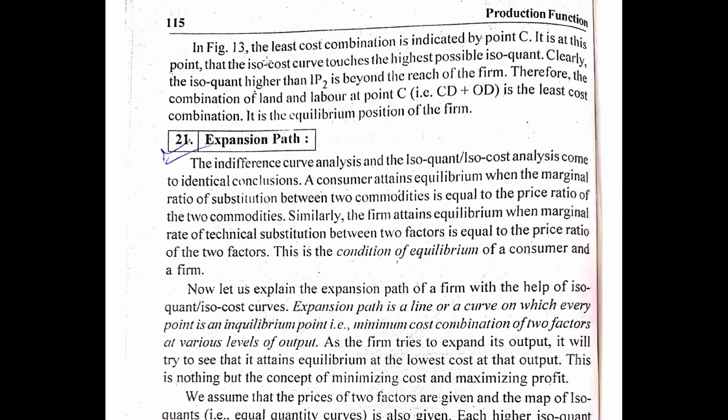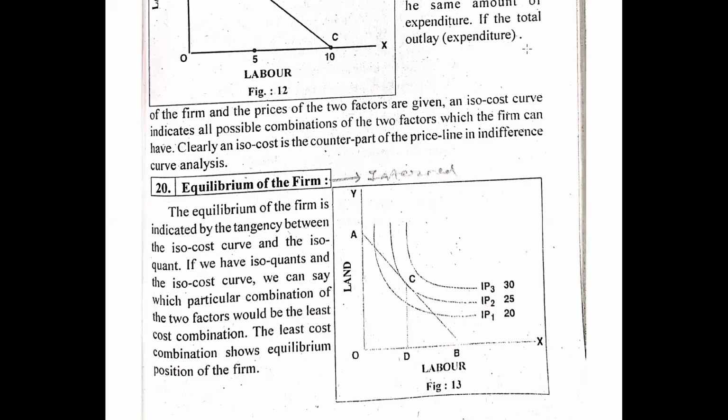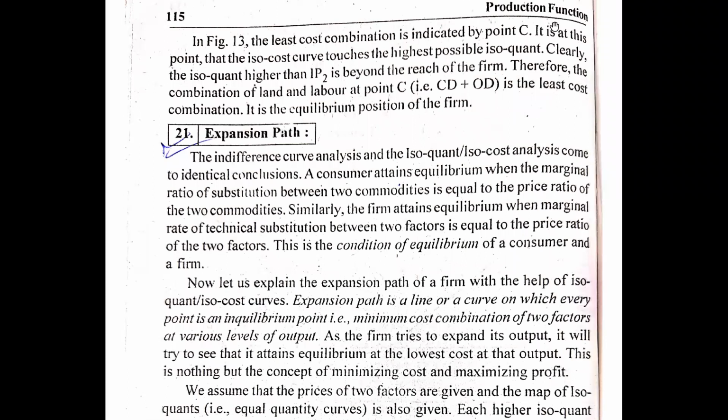Let's see what is there. In figure 13, the least cost combination is indicated by point C. So by point C, we are given the least cost combination. It is at this point that the isocost curve touches the highest possible isoquant. Clearly, the isoquant higher than IP2 is beyond the reach of the firm. Therefore, the combination of land and labor at point C, that is CD plus OD, is the least cost combination. It is the equilibrium position of the firm.